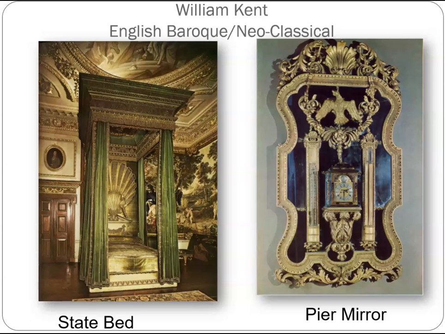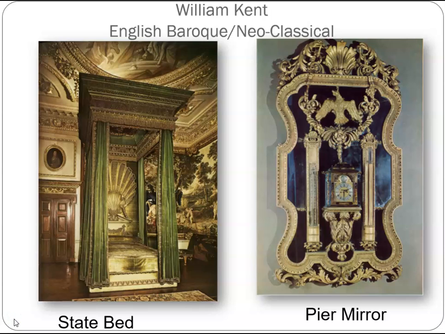The image on the left is a state bed, and it certainly reflects William Kent's desire to create monumental furniture pieces. Also, remember, he loved the shell motif, and we can see that that's the central focus of this piece of furniture. The image on the right is showing a mirror designed by William Kent.